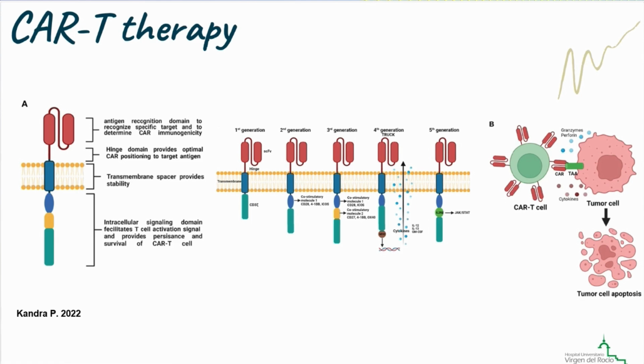This is the schematic representation of a CAR T cell. There are three main domains: the extracellular domain, that is an antigen recognition domain that derives from an antibody and recognizes specific targets and determines CAR T immunogenicity. The second domain is the transmembrane domain, that is a spacer that provides stability and anchors the CAR T receptor to the T cell. And finally, the intracellular domain, that is a signaling domain that facilitates T cell activation and provides persistence and survival of CAR T cells.